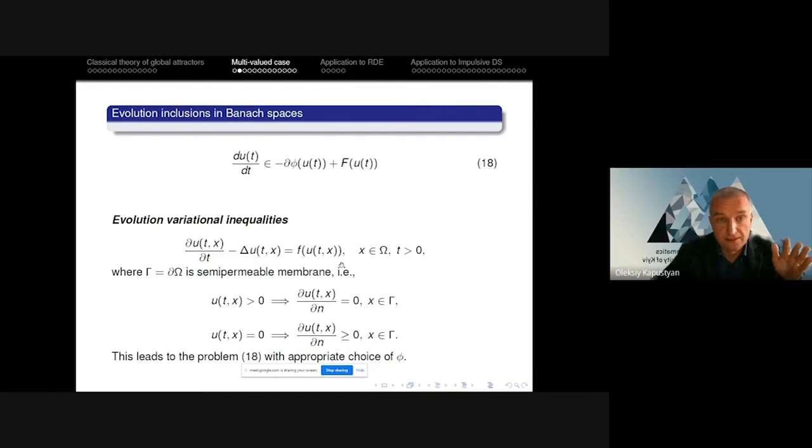So it's just a general view of evolution inclusions in Banach space. Here is some subdifferential map and here is a multivalued map F. For example, if we consider evolution variational inequalities like that one, so here is an inequality in the boundary, and this inequality in the boundary leads to a problem like 18 with an appropriate choice of F. This is the first example.